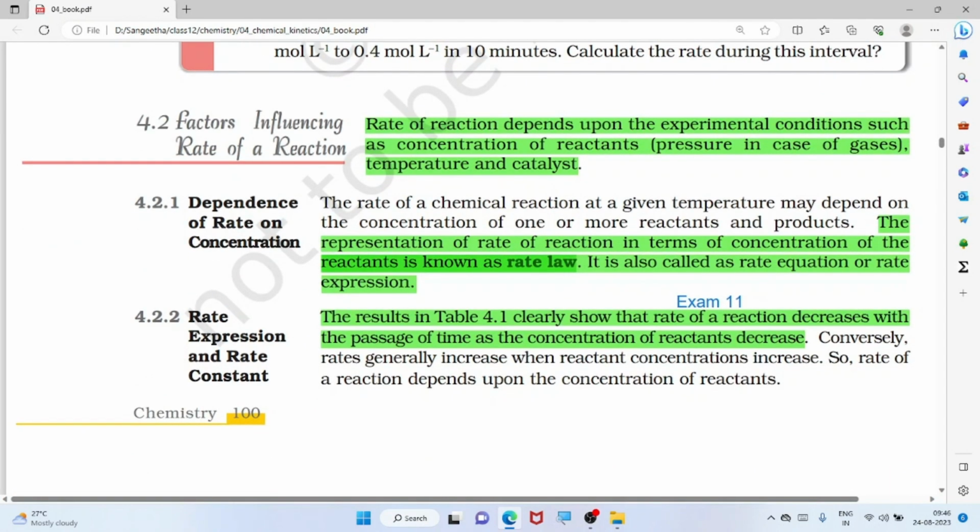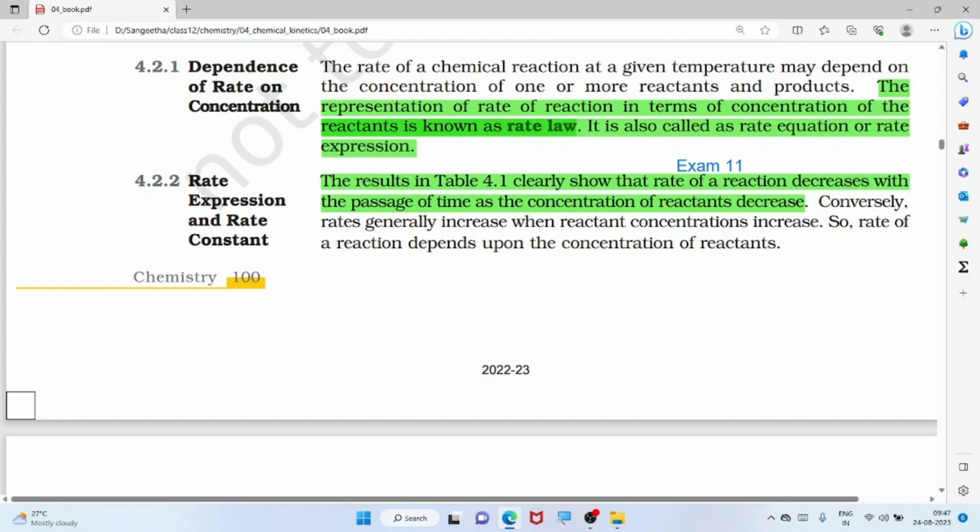The rate of the reaction depends upon the experimental conditions such as the concentration of the reactants, in case of gas the pressure, the temperature and the catalyst. The representation of the rate of the reaction in terms of the concentration of the reactants is known as the rate law. Okay, it is also the rate equation or the rate expression. It will show the rate of the reaction decreases with the passage of time, because the reactant concentration decreases.